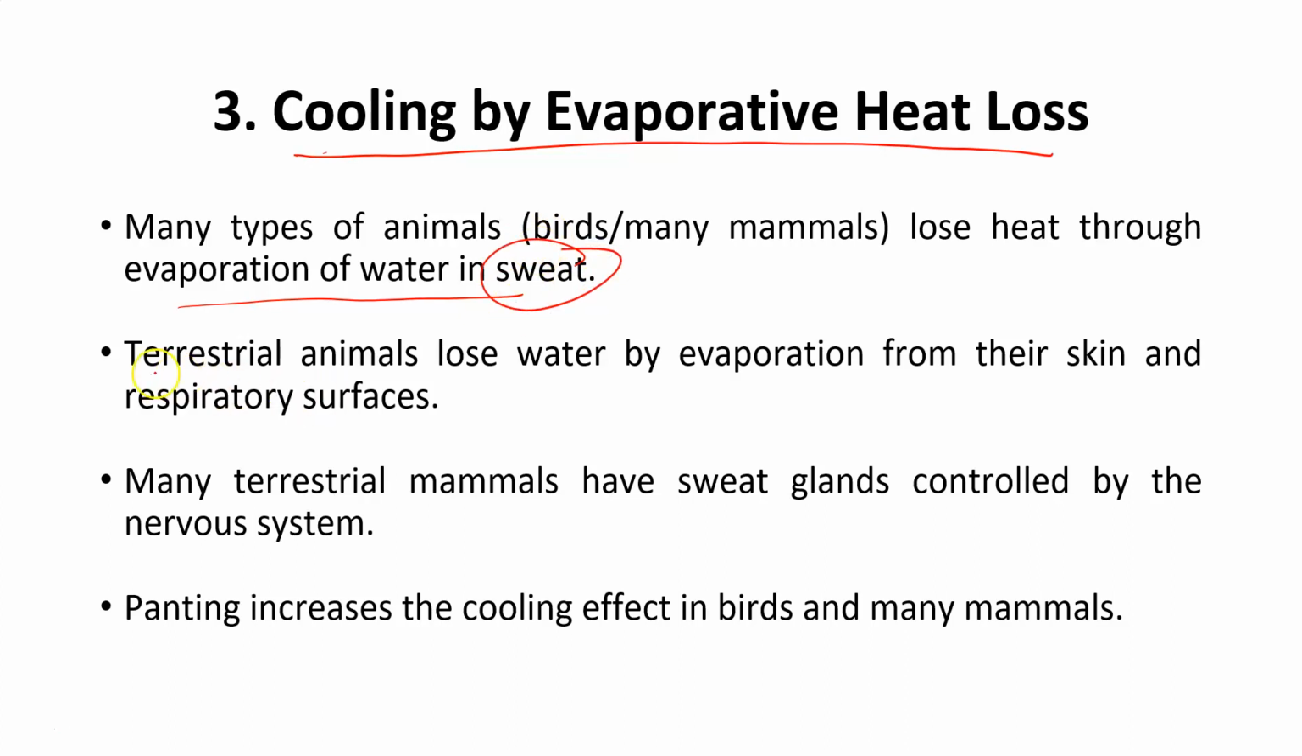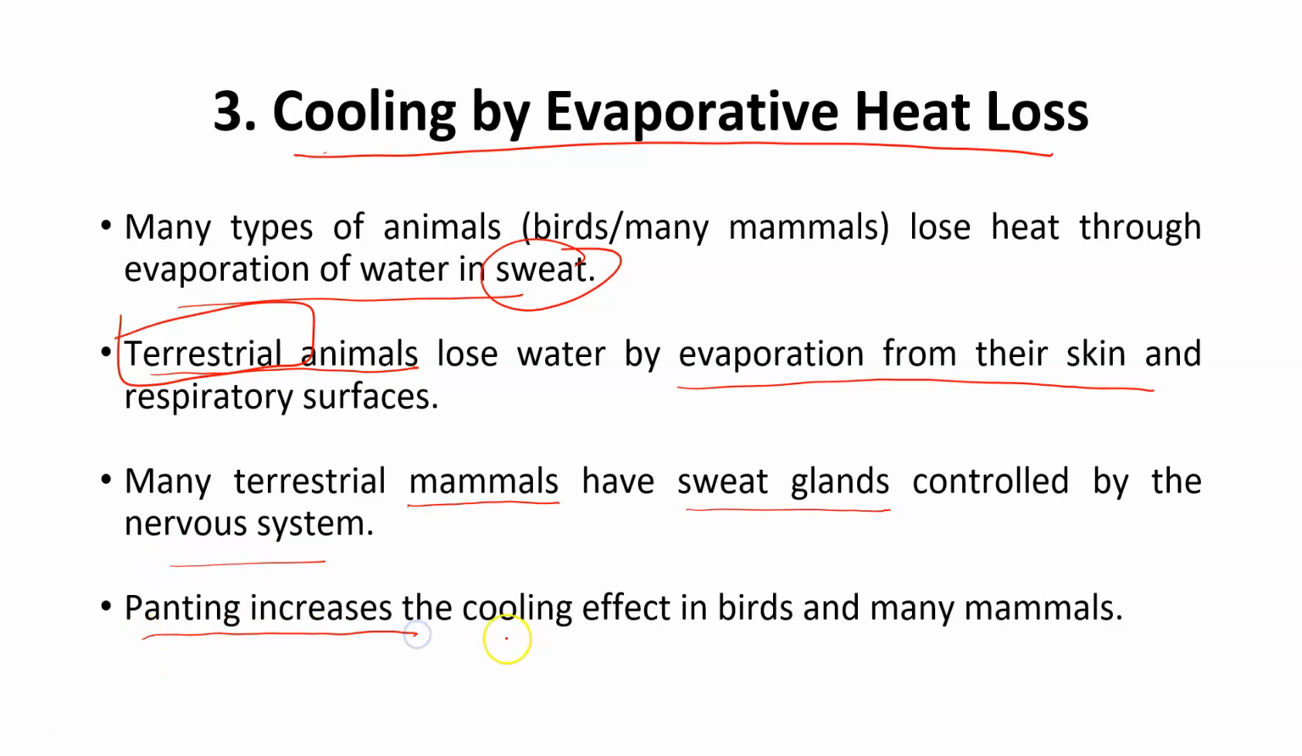So terrestrial animal, what is terrestrial animals? Animals that live on land, kan? Harimau, kucing, kuda, whatever, manusia, anjing, semua. Okay, so those are terrestrial animals. So they lose water by evaporation from their skin and respiratory surfaces. So many terrestrial mammals have sweat glands controlled by the nervous system.